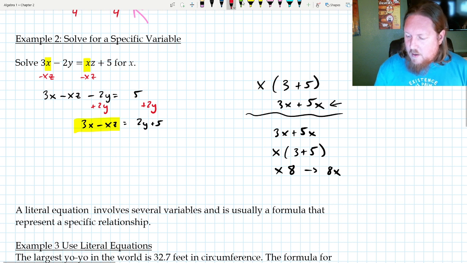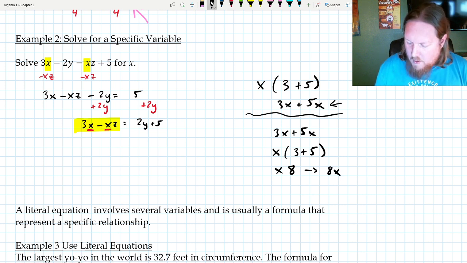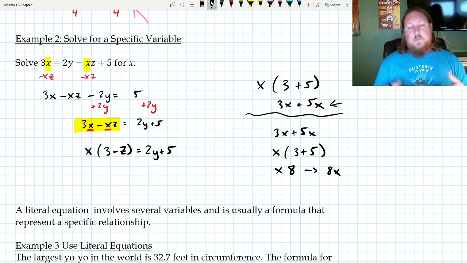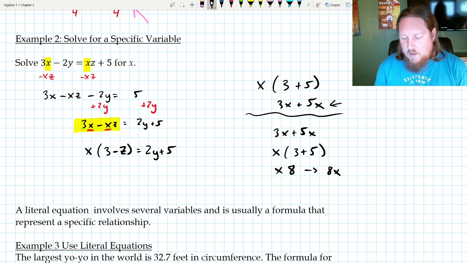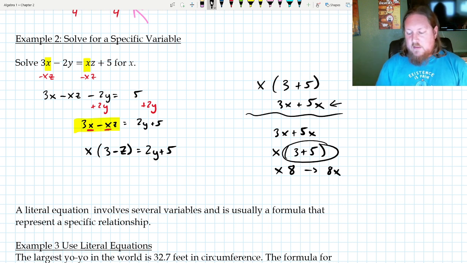So what's happening in this problem is because both of those terms have an x in them, I can factor the x out. And I'm left with x times 3 minus z equals 2y plus 5. Now, just like we've been saying in all these literal problems, if it's not the variable we're looking for, we treat it like a number. Treat 3 minus z like it's the number 8, just like in my little example on the right. What if you had 8x equals 2y plus 5?